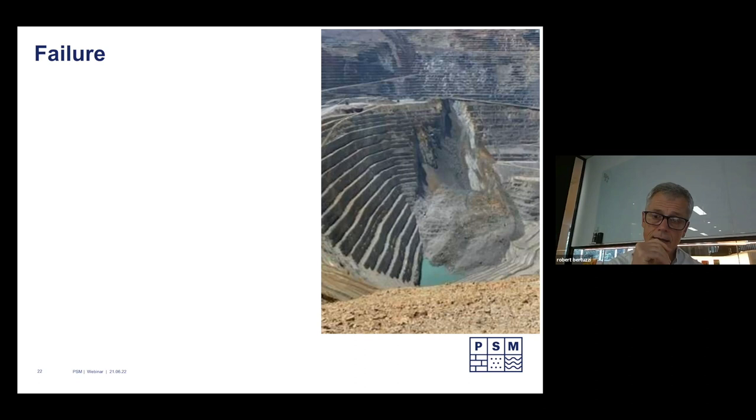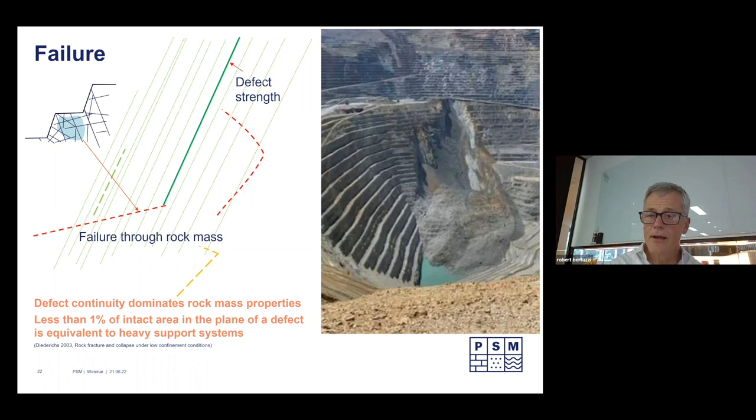In practice, the continuity is probably not as we've taken in those design elements. And so we might need to consider the strength of rock mass. So we've got part of the failure going through the defect and part going through the rock mass.